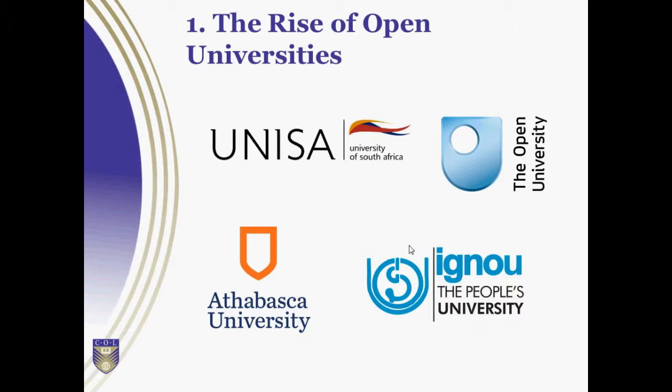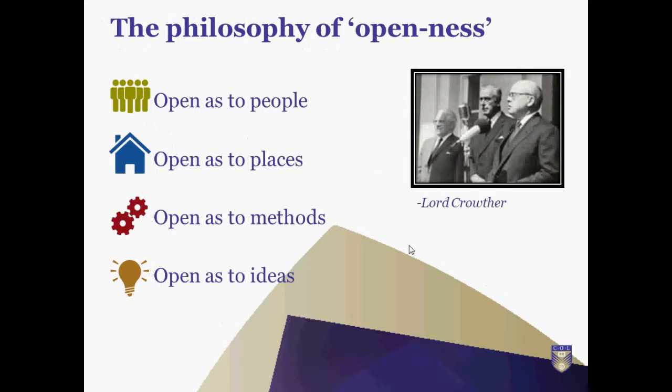The success of the Open University UK captured the imagination of policymakers around the world, but particularly in developing countries, and we saw a range of open universities coming up in developed and developing countries. When the Open University UK was established in 1969, the notion of openness was a significant innovation. Lord Crowther, the founding chancellor of the Open University of the UK, made a statement of openness in relation to people, places, methods, and ideas, and this forms the basis of throwing open the ivory towers of higher education.